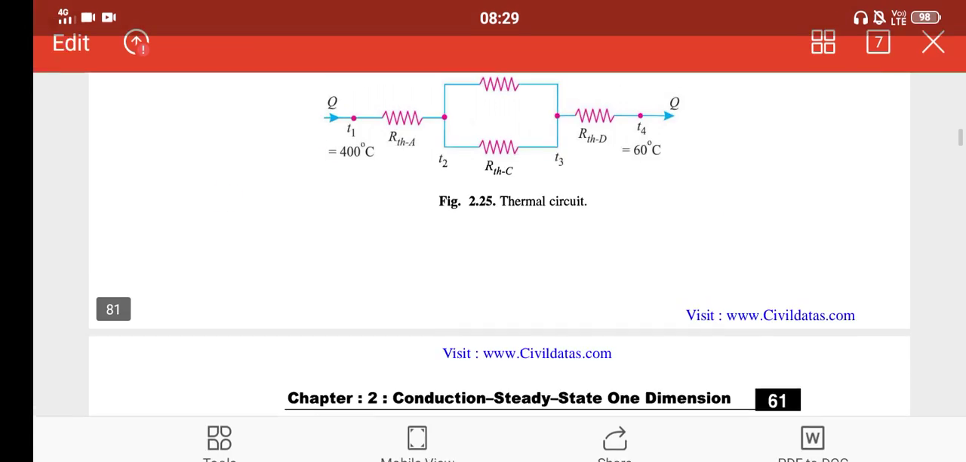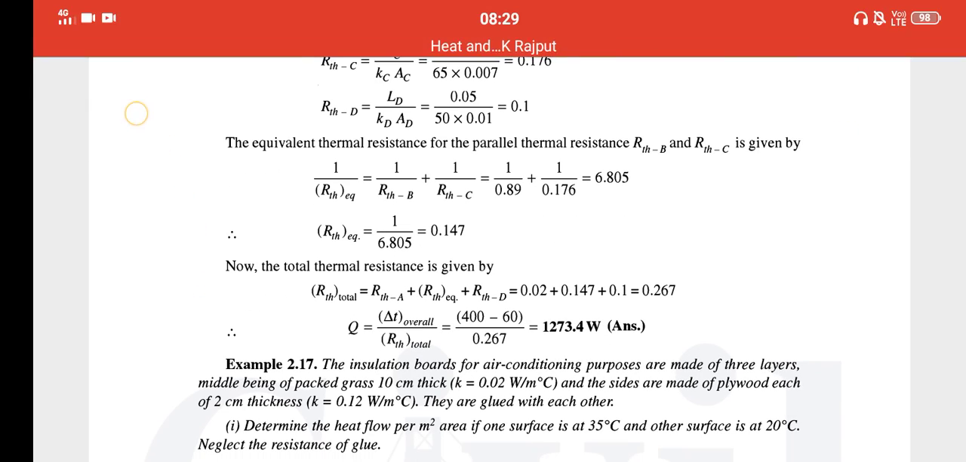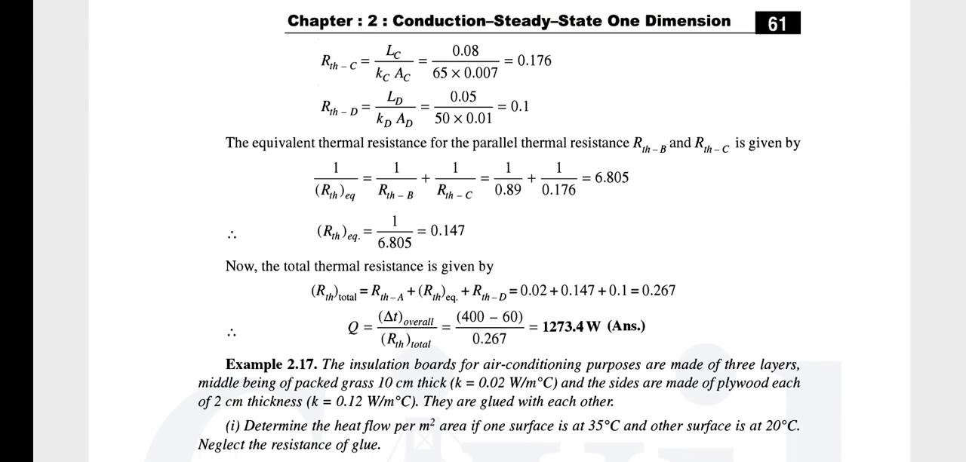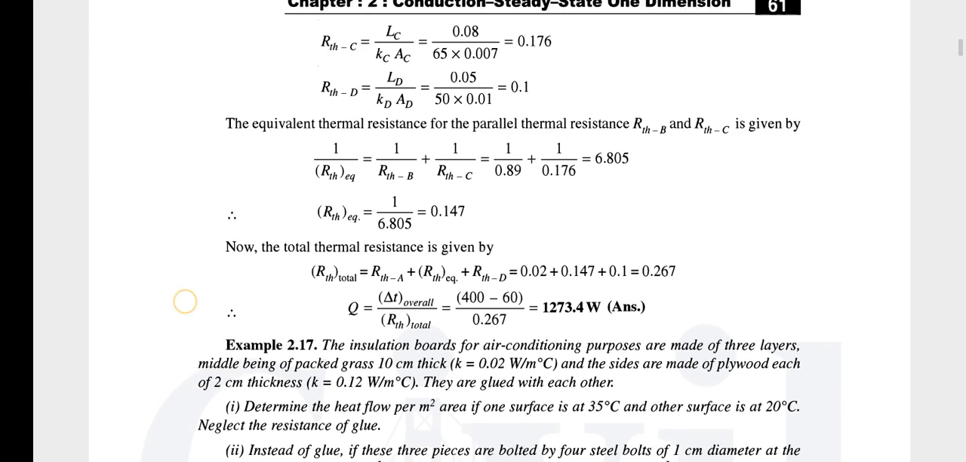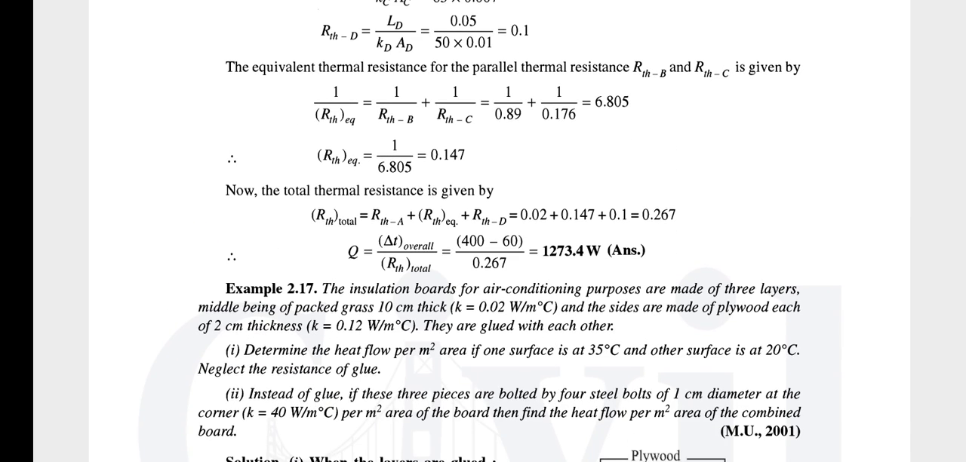We have found the values. See, the value 6.805. Now R thermal equivalent is 0.147 and the rest two are in series, so we will add. So the overall answer is 0.267.